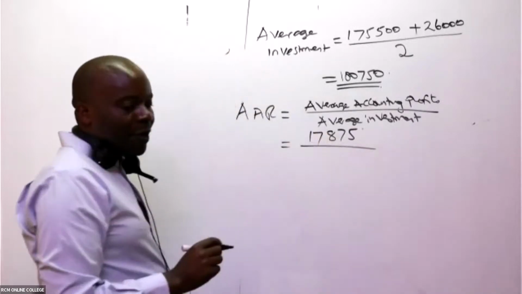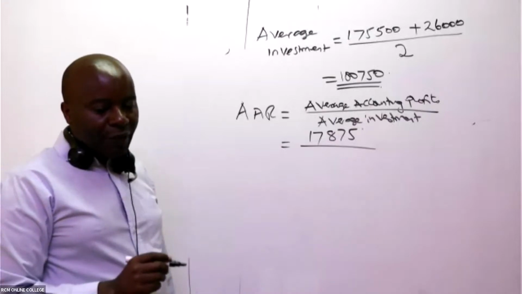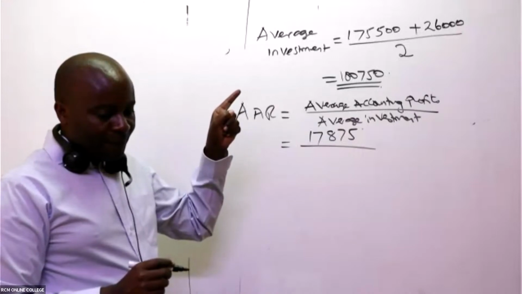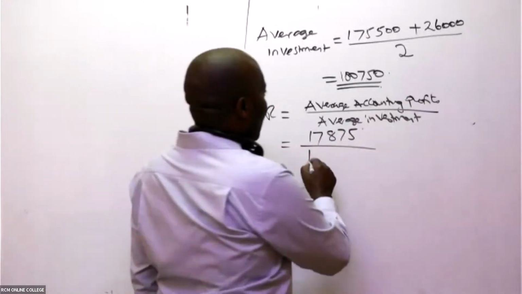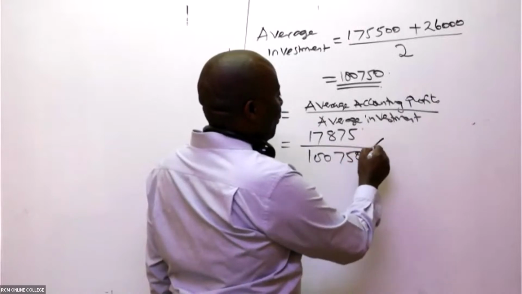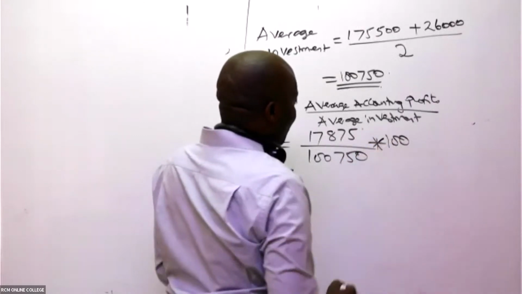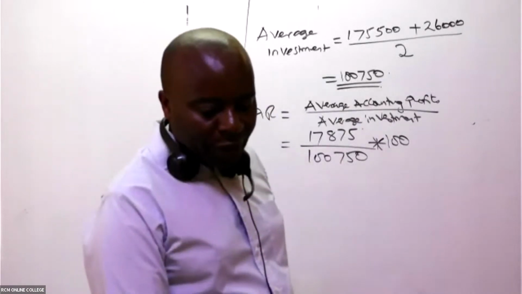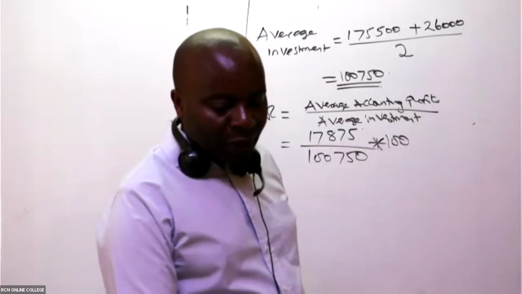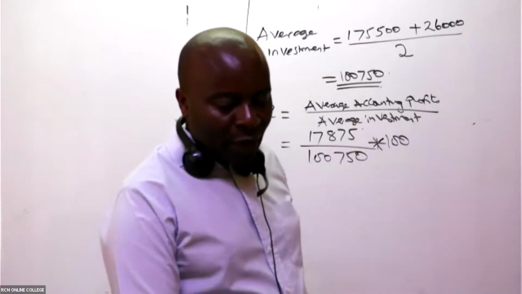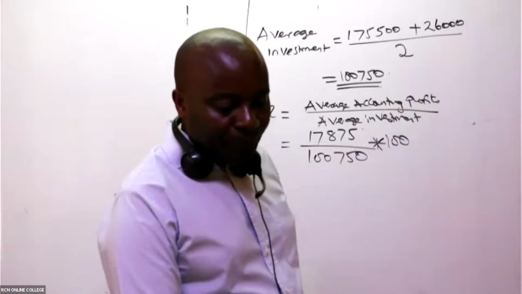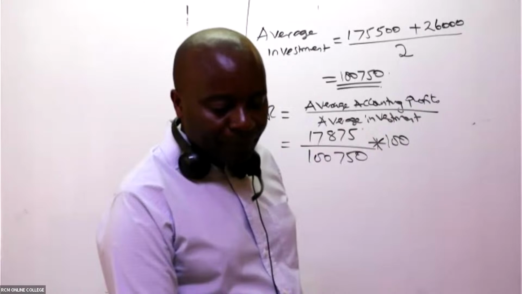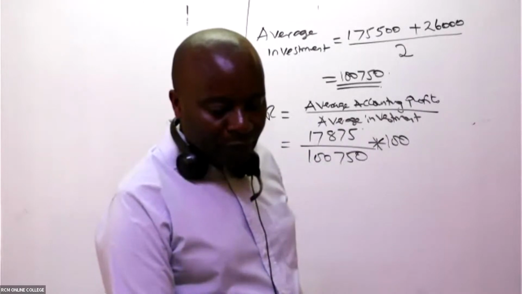And what is our average investment? It is 100,750. Whatever we get, we multiply this with 100. So what figure are we getting there?